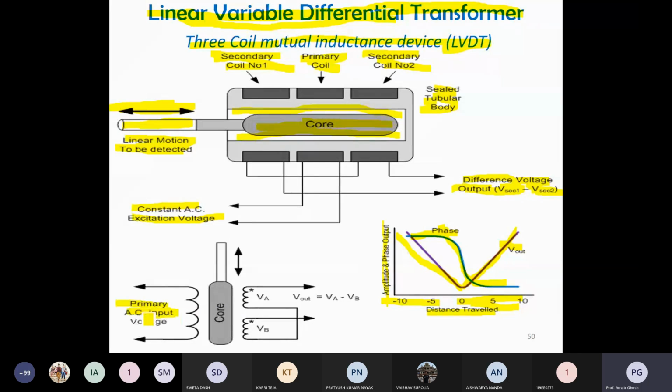So the primary AC input voltage is there, and this is your core. The total secondary is split into two parts, coil 1 and coil 2. The induced voltages of the coils are VA and VB. They are connected in series, so the output voltage is there all the time, VA minus VB. Here you can see the movement of the shaft, the movement of the core. So core movement you can observe over here.